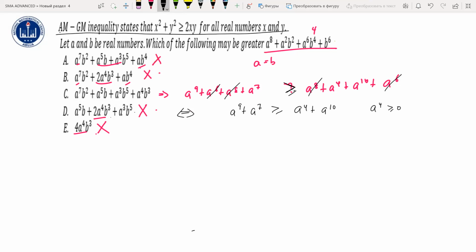And generally, none of these A should be 0. Let me specify it here: A should not be equal to 0. So we are free to divide by a^4, and so it becomes strictly greater than 0. We have no problems with it being undefined. So when we divide both sides by a^4, we get that this is true if and only if this is true. We actually need strictly greater than 1 + a^6.